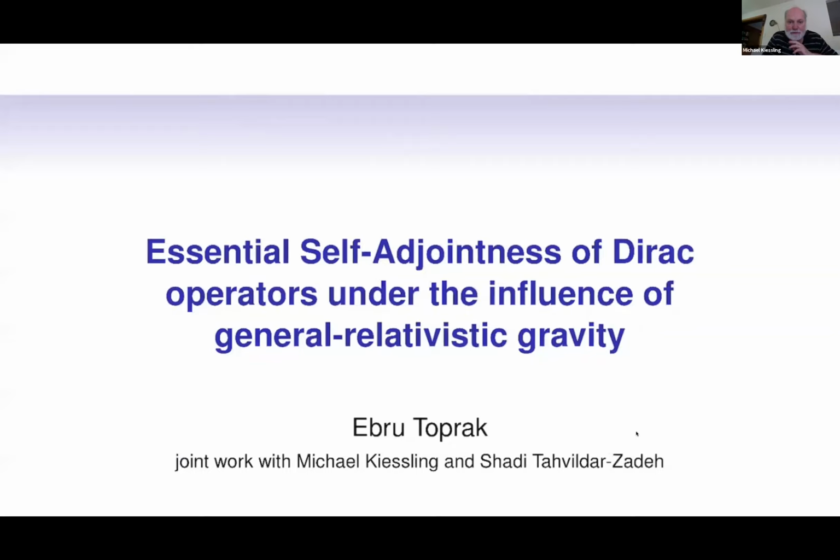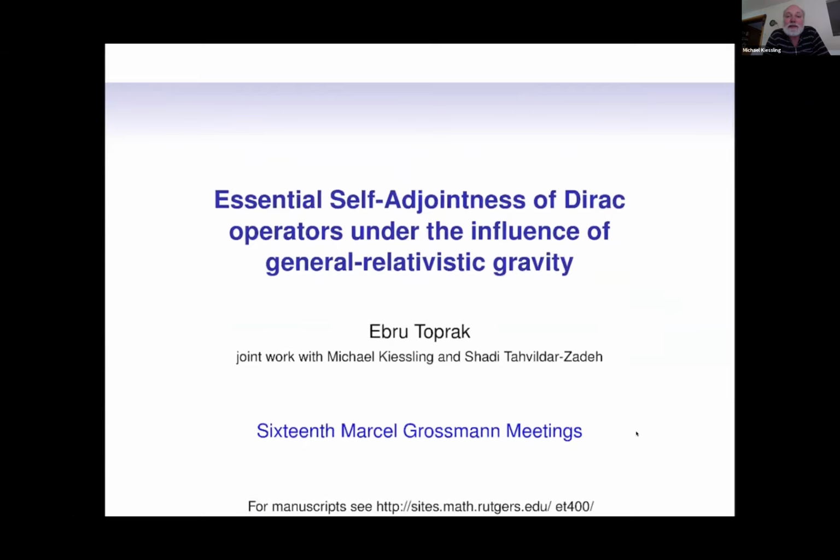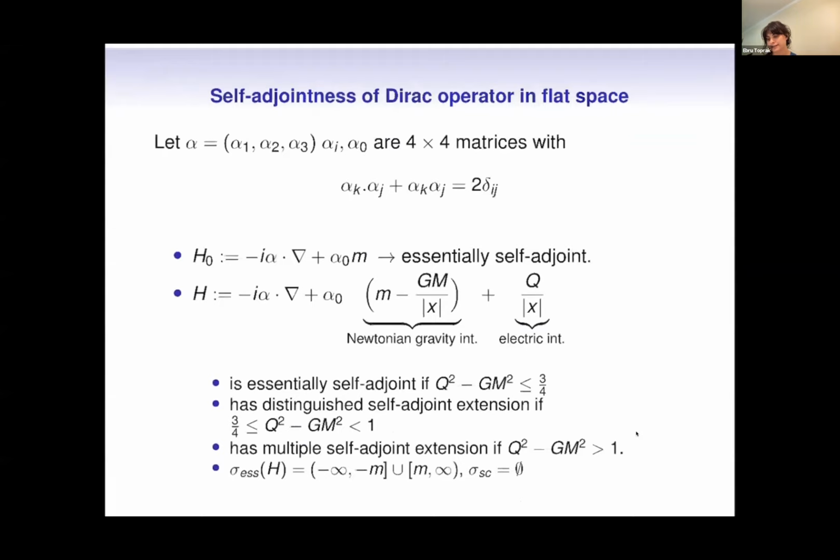Okay, very good. All right, so it's a great pleasure to introduce our next speaker, who is Ebru Toprak, and who is going to present again joint work with Shadi and myself, and it's the essential self-adjointness of Dirac operators under the influence of general relativistic gravity. Please, Ebru. Thank you, Michael, for introducing my talk, and also thank you for inviting me to this session. It's really nice to hear all these talks over here. So I'm going to skip this first example, because when I was practicing my talk yesterday, I realized that I don't have time for that. So I directly start with the Dirac operator.